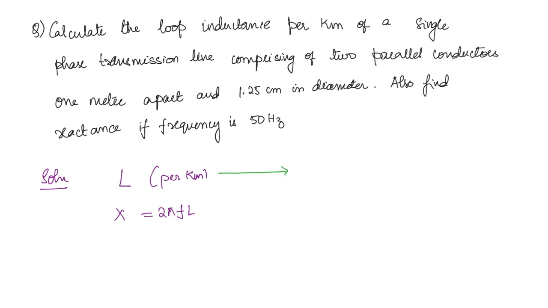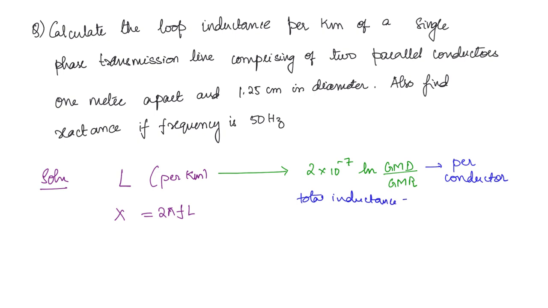Now what is this expression? We will take the generalized formula for the inductance, 2 into 10 to the power minus 7 ln GMD by GMR. This is per conductor, right, for each of the conductors. But how many conductors we have here? Two conductors which are in series, right? So what will be the total inductance? This is going to be 2 times the inductance of each conductor. So it will be 4 into 10 to the power minus 7 ln GMD by GMR.